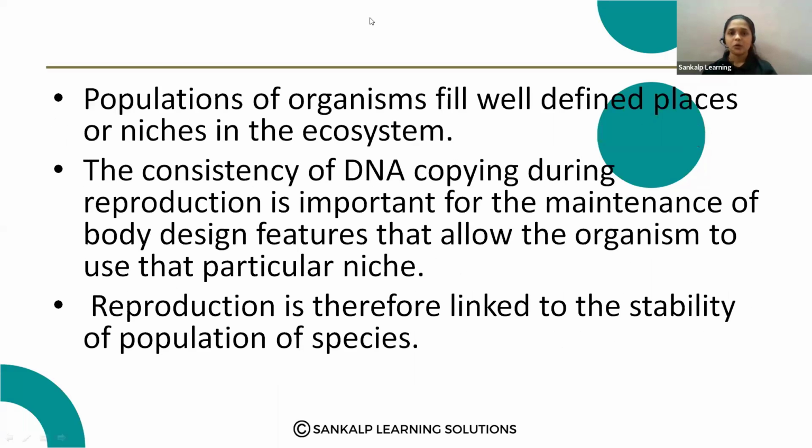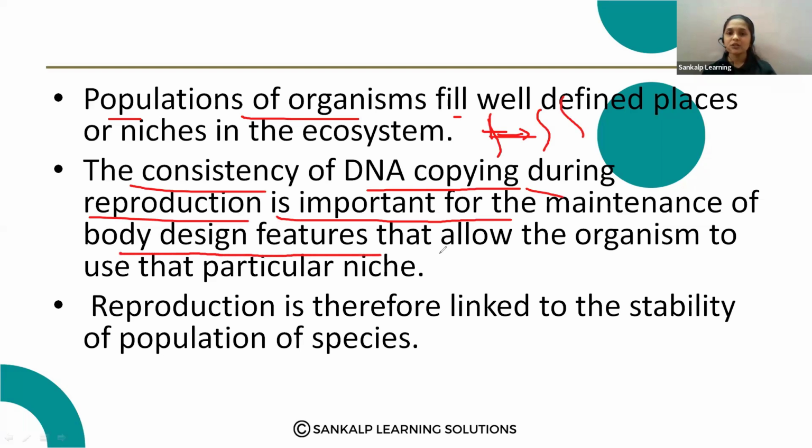Here, populations of organisms fill well-defined niches in the ecosystem. So, the consistency of DNA copying during reproduction matters. There is a copying of the DNA, meaning one DNA copy will form two, like this. The same copy of the DNA formed during reproduction is important for the maintenance of the body design features that allow the organism to use the particular niche. Okay. And so like this, reproduction is linked to the stability of the species.